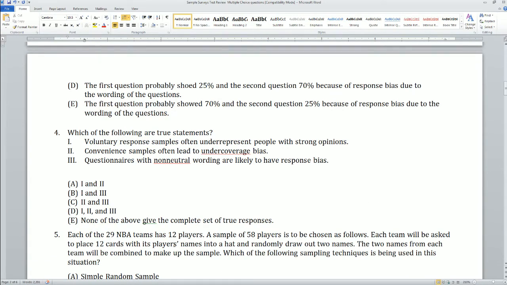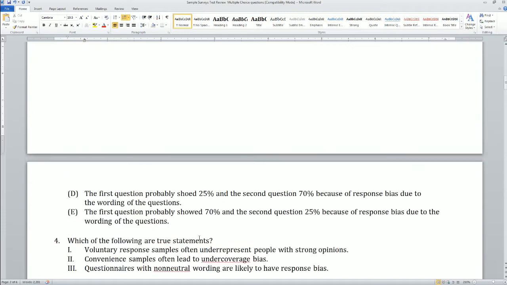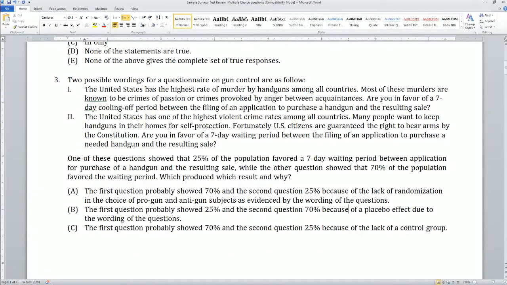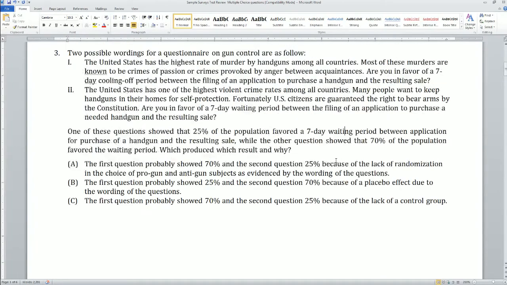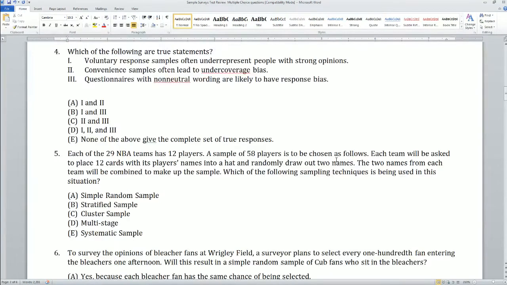So what did I write here? The best part is, do you see the right to bear arms part by the Constitution? This idea will provoke response bias because people will answer in the way they think the interviewer wants them to answer, or it will simply make them think about that particular side of the issue. Okay, good. All right, let's go to 4.